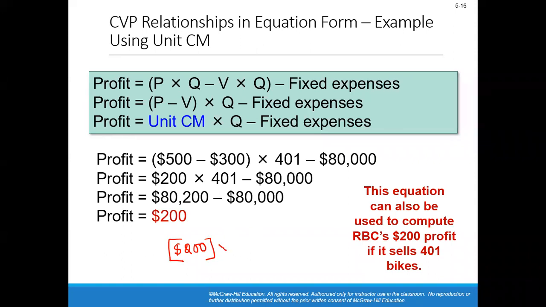If we multiply this 401 by our total sales number, and we subtract the 80,000, we will get the profit for selling 401 units of bike. So that number is $200. So these are the same things, but we are expressing one in manual form and another one in equation form.